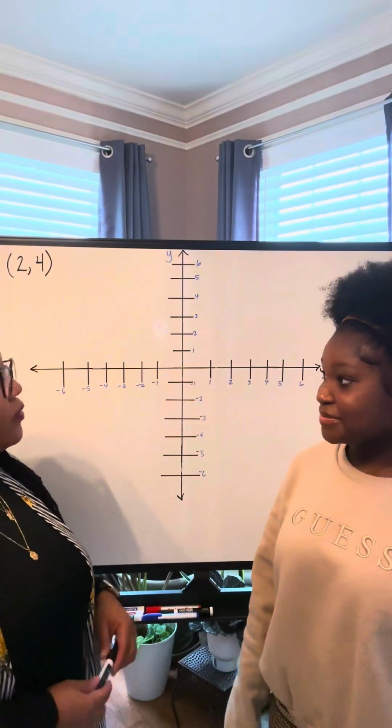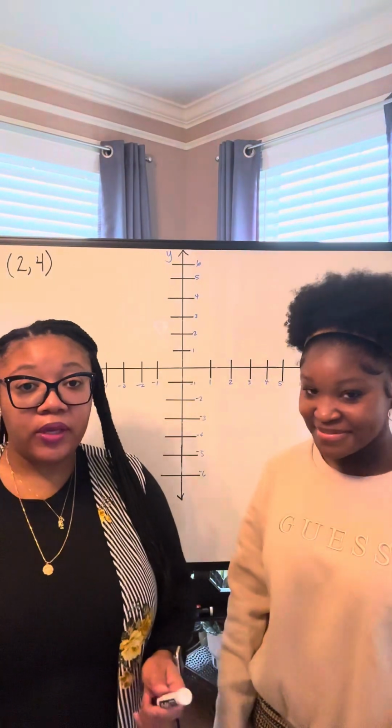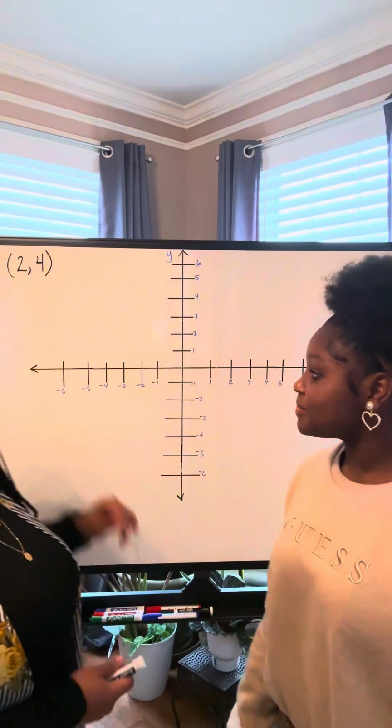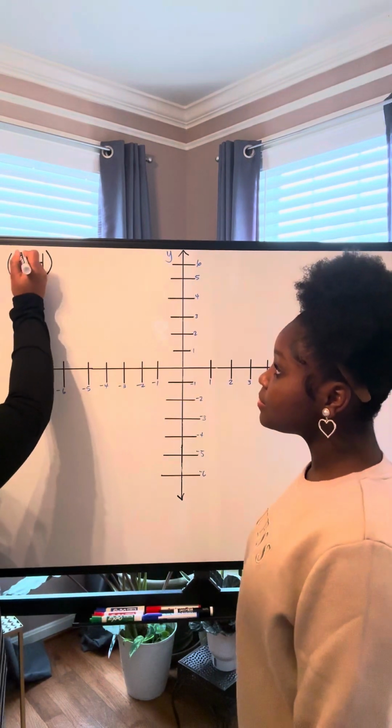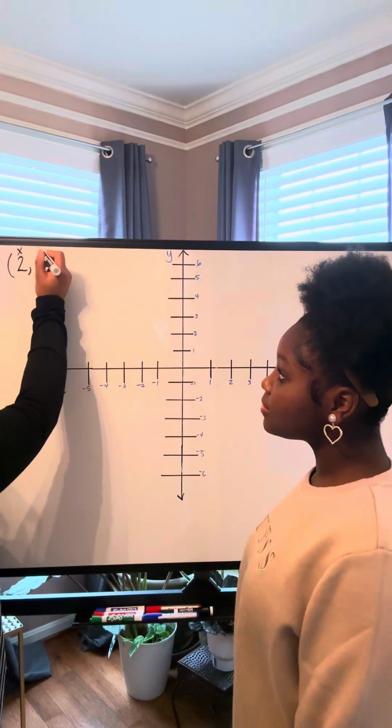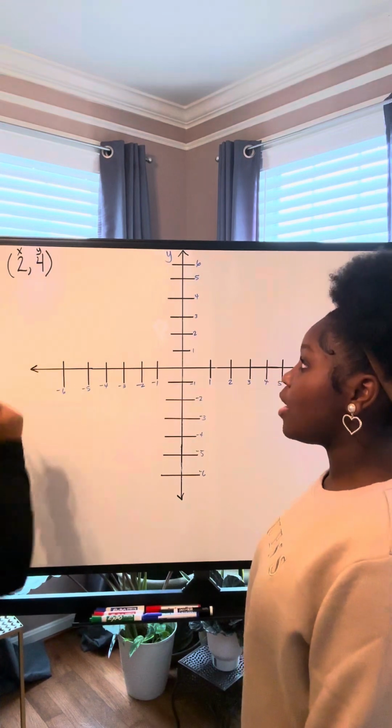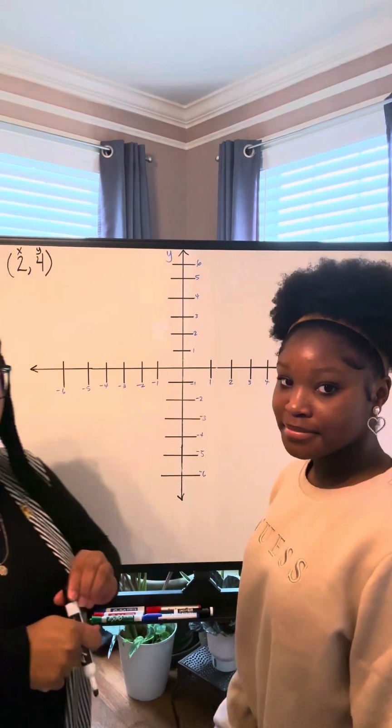Okay, let's have Adara plot these points. We have the first point, 2 and 4, okay? When we look at these coordinates here, we know that our first number is our x value and the second number is our y value. So now we're going to have her plot these points.